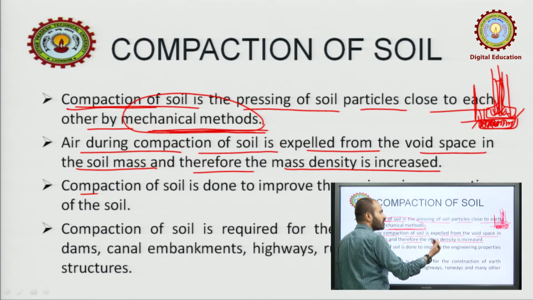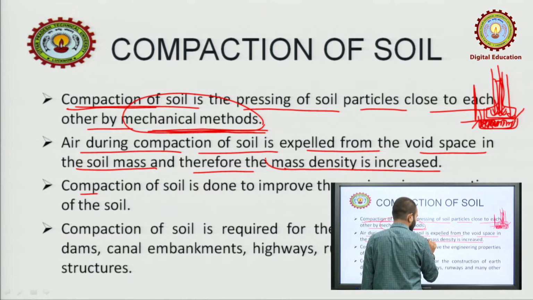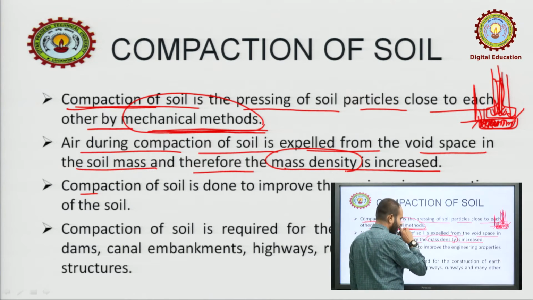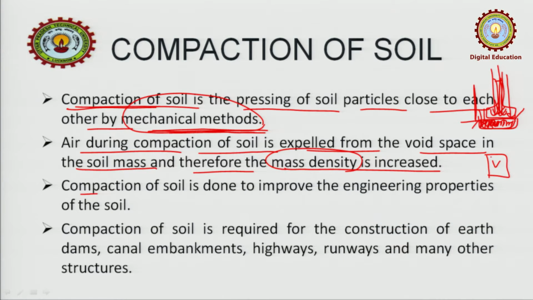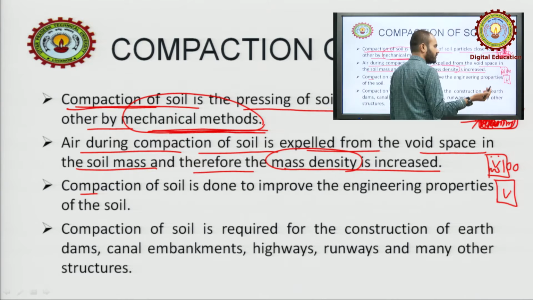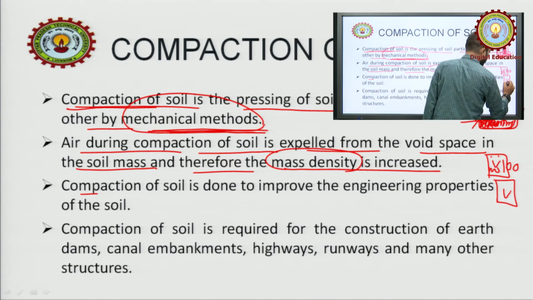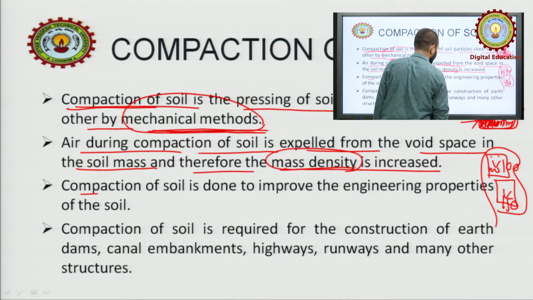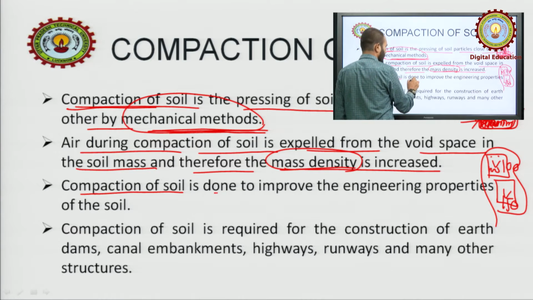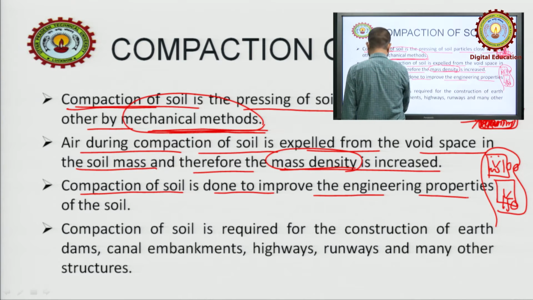Once you compact the soil, obviously the density of the soil will increase, because in the same volume V, if we had 100 particles before the compaction, then in the same volume V, after the compaction, due to the expulsion of air and the particles coming closer together, it may be 150 particles. So what does this mean? This means that the density has increased. Compaction of the soil is done to improve the engineering properties such as density.